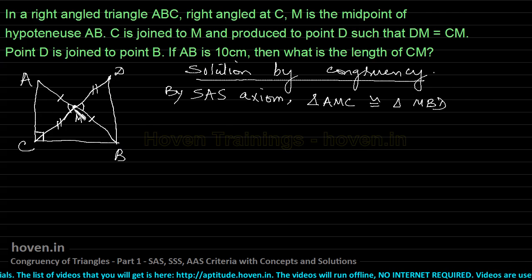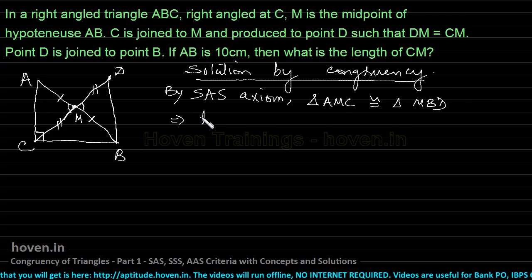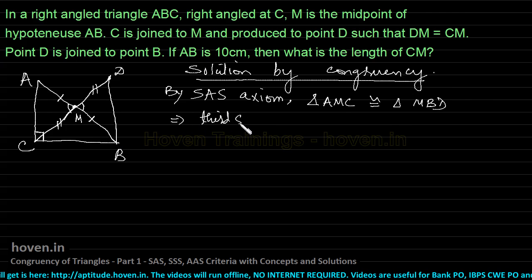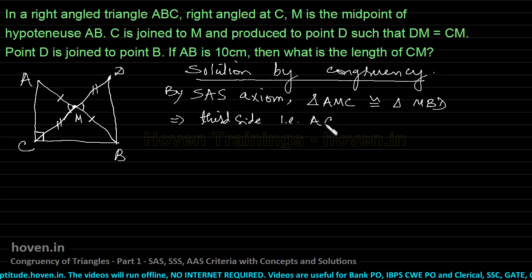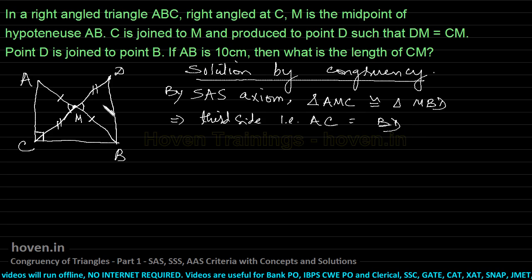If these two triangles are congruent, which implies the third side, that is AC, should be equal to BD. The third side of this triangle is this, and the third side of this triangle, they should be equal. So we can mark three like this.